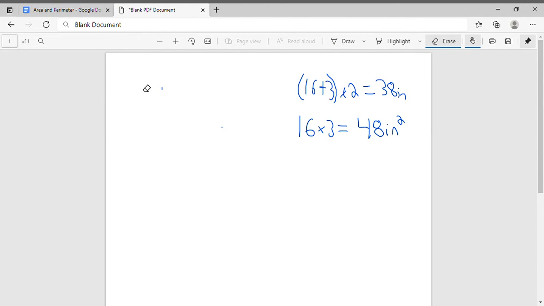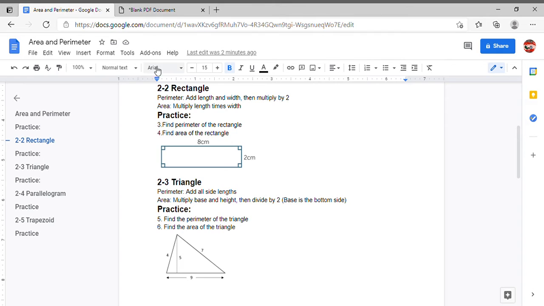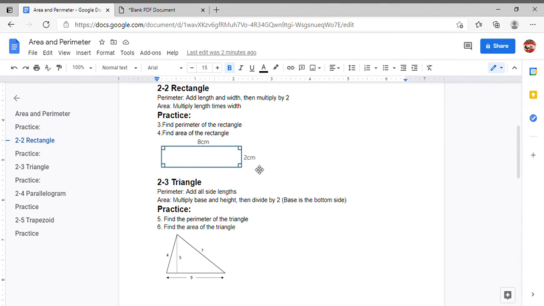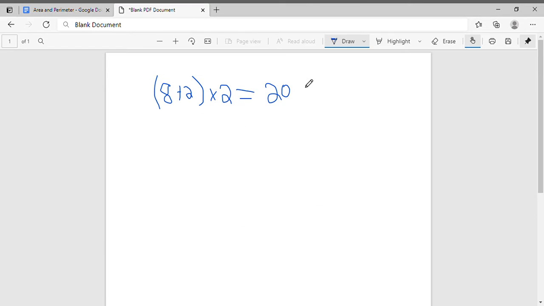So, as you know, we have the side lengths as 8 and 2. So first, let's start with the perimeter. To find the perimeter, we're going to add the length and width, then multiply by 2. So 8 plus 2, times 2. So this would equal 20, and let's see the units. Units in this are also centimeters, so it would be 20 centimeters.